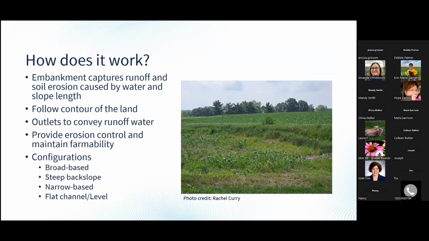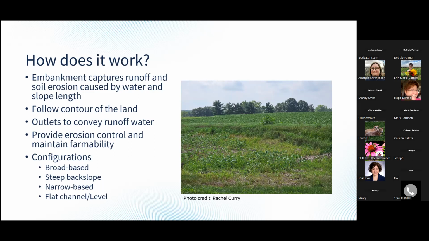So the embankment actually captures the runoff and the soil erosion that's caused by water and the slope length. The terrace has to be along the contour and follow the contour of the land. And it also has to have outlets that convey the water runoff. So overall, it provides erosion control while maintaining farmability.